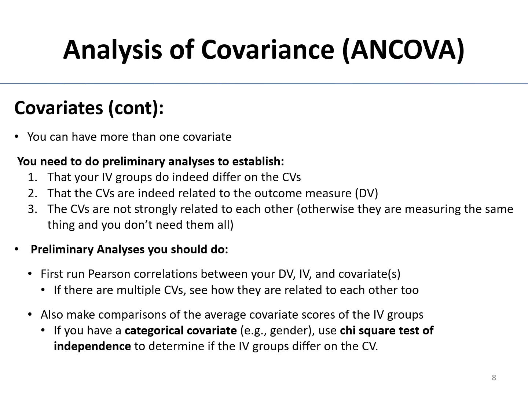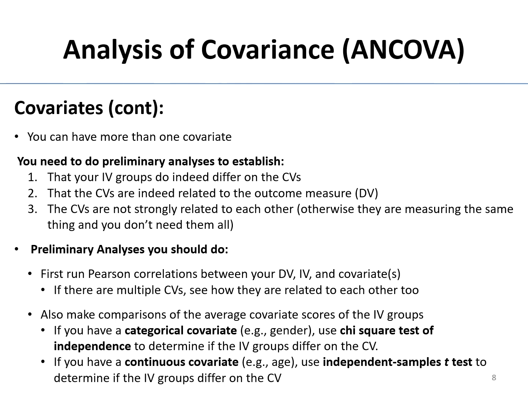For example, if you're adjusting for gender as a covariate, you would use a chi-square test of independence to determine if the independent variable groups have different distributions of that categorical covariate. That is, does the distribution of gender differ between the levels of the independent variable? If you've got a continuous covariate, something like age, you wouldn't use chi-square. You're going to be comparing the mean age between levels of the independent variable. That is an independent samples t-test that you would use to do that. You want to use that test to determine if the average of the covariate is different between the independent variable groups.